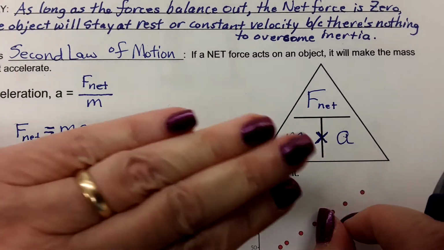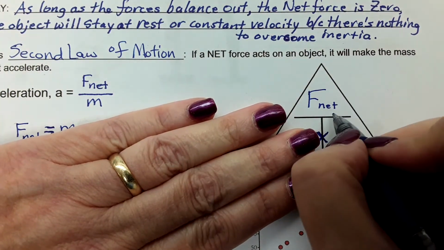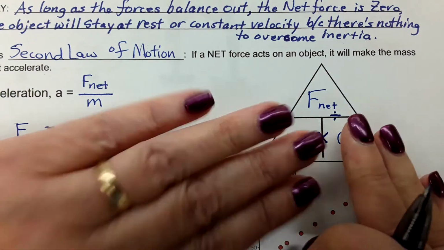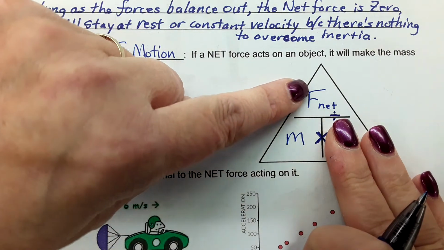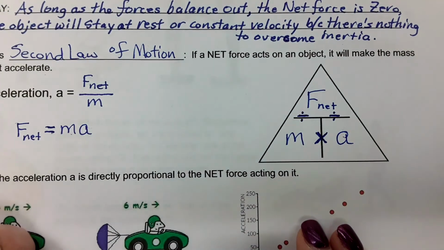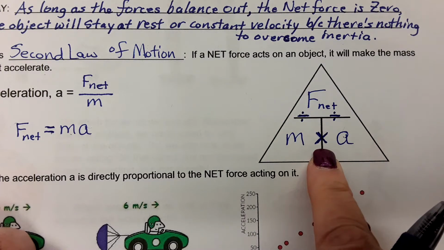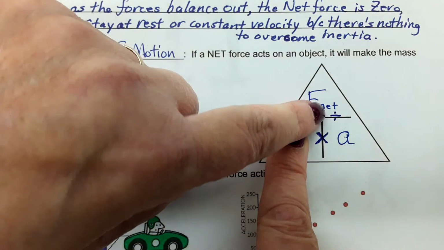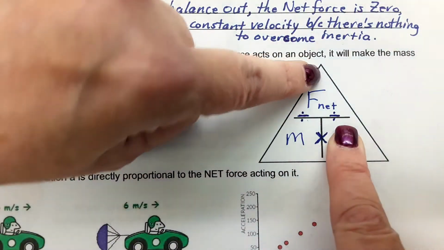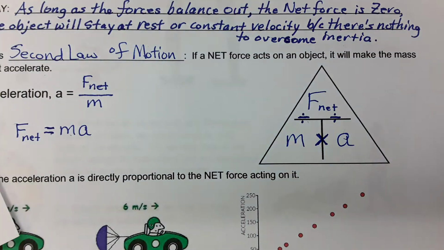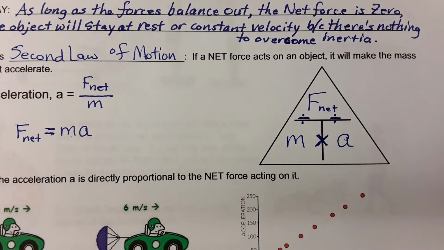If you're looking for the mass, you're going to take the net force and divide by the acceleration. And if you're looking for the acceleration, you're going to take the net force and again, you're going to divide by the mass. Okay, so division's here, multiplication here. Just cover up the one that you're trying to find, and it tells you what to do with the other two. Force divided by acceleration. Force divided by mass. Or mass times acceleration. Okay, that's how we can use that triangle. And you will be using that on Friday in order to practice some problems.